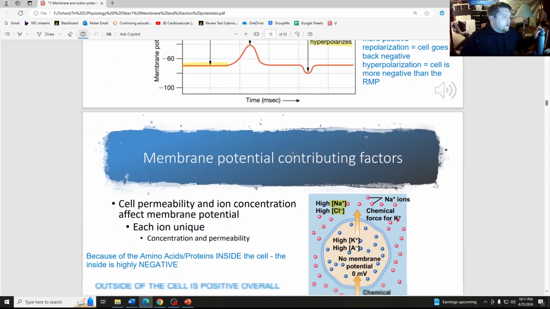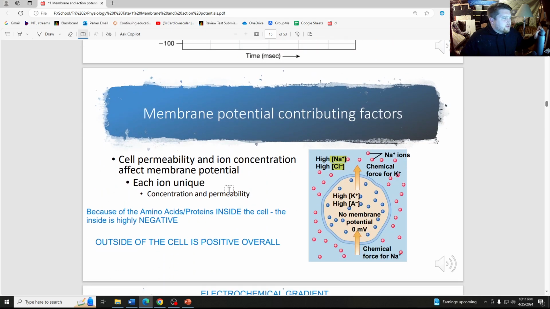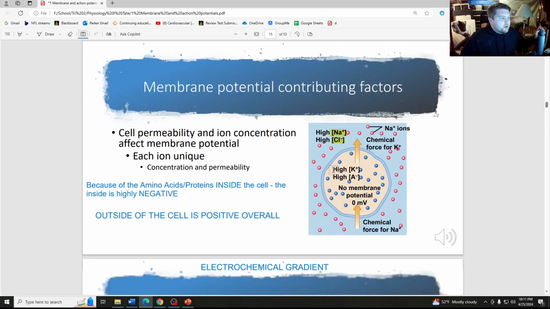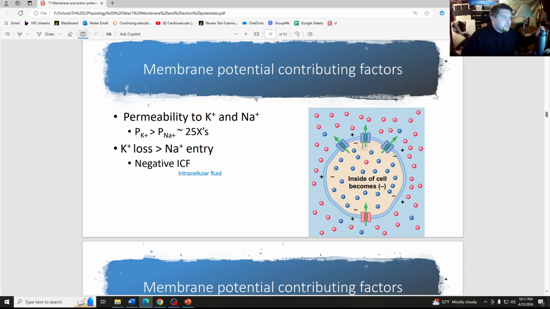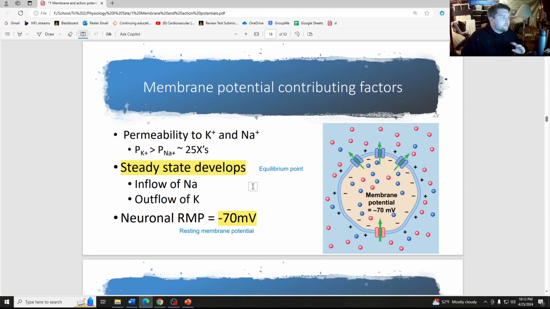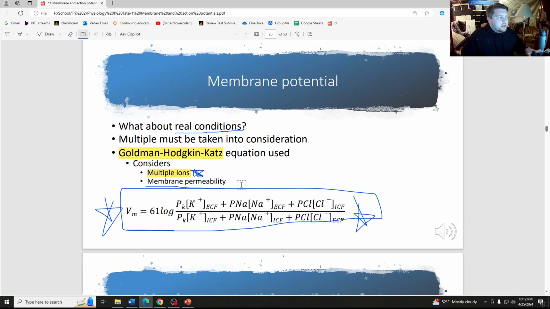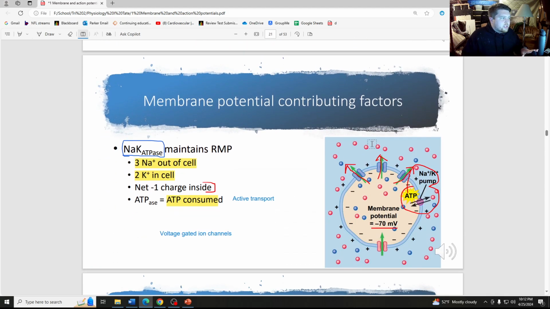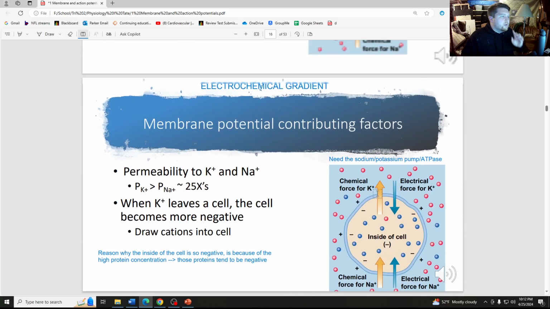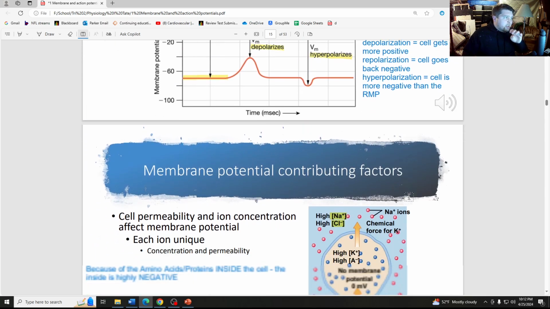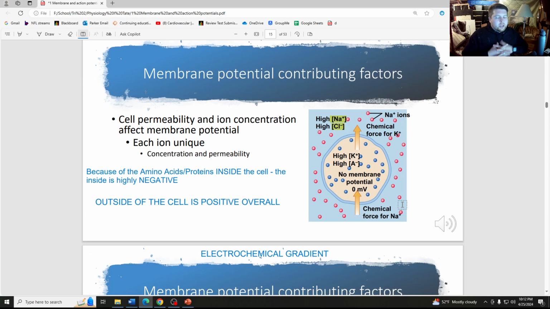Just showing this again, all of these different factors, those chemical forces, those electrical forces that we described in the previous videos, as well as some of that permeability stuff, that Nernst equation, that Goldman equation, all of these contribute to membrane potential. Now, just like we talked about, the main ions that we look at is that there's a lot of sodium outside, and there's a lot of potassium on the inside.